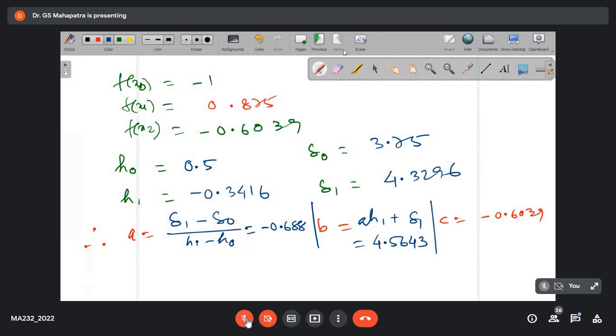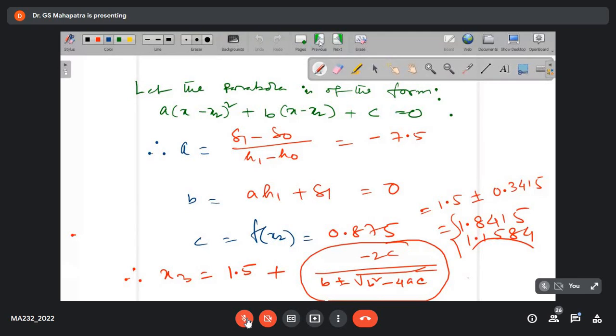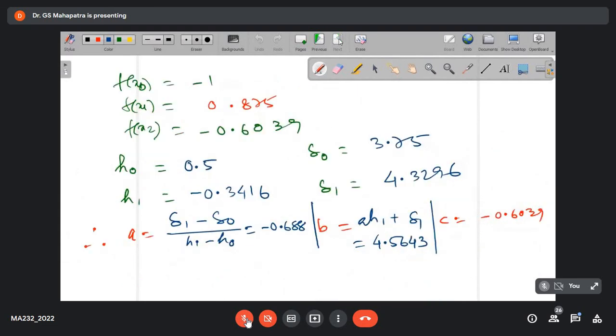So like earlier previous iteration, you can find the x3. Okay. So x3 is x2 plus that formula. Next I will write the formula. Therefore, new x3 is x2, x2 value, you know that. Okay? x2 plus minus twice c divided by, the formula is, I will write once again, b plus minus square root of b square minus 4ac.